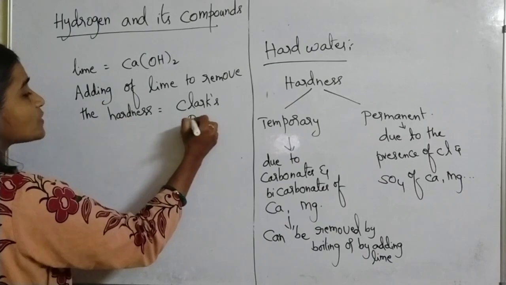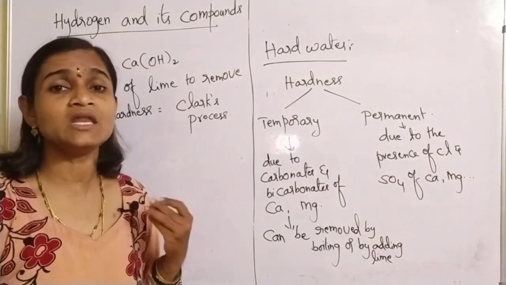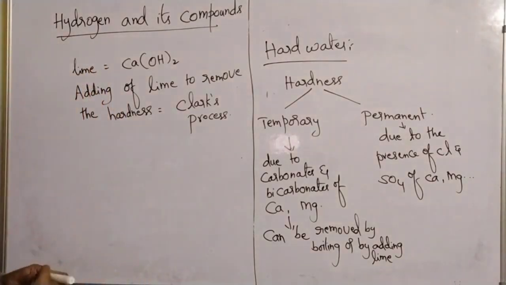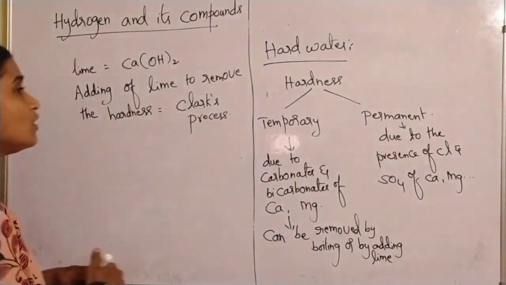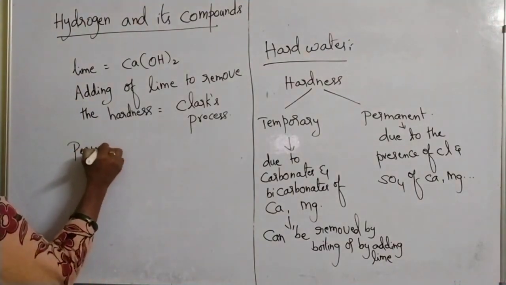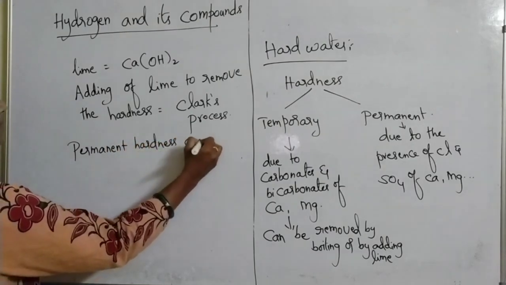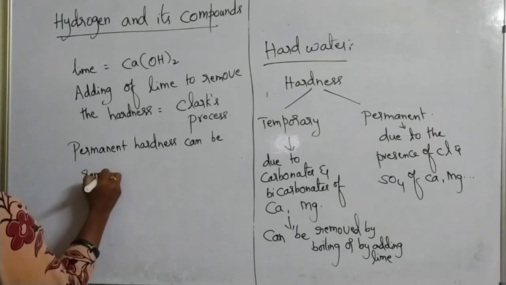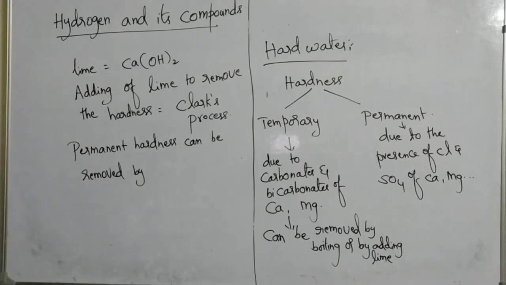So Clark's process is the process to be applied to remove the temporary hardness in water. Similarly, permanent hardness is due to the presence of what, I said? Chlorides and sulfates of calcium and magnesium. Permanent hardness can be removed by adding what substance? Calgon.